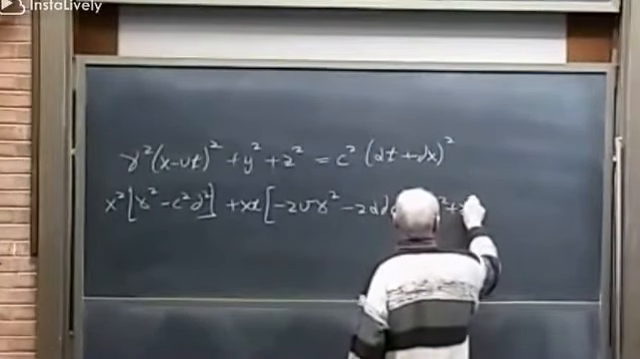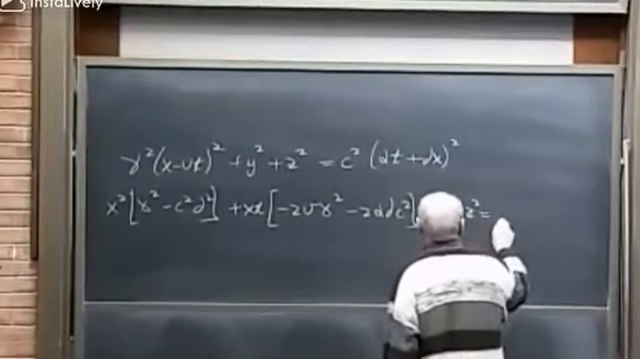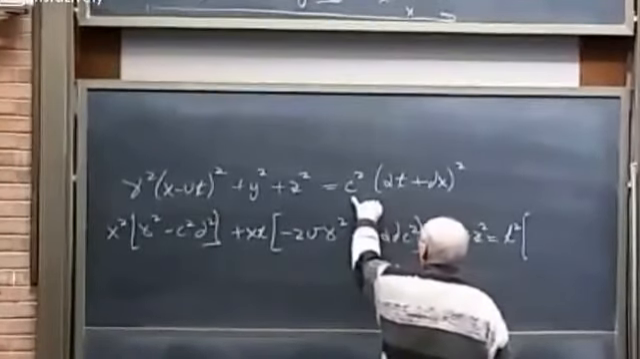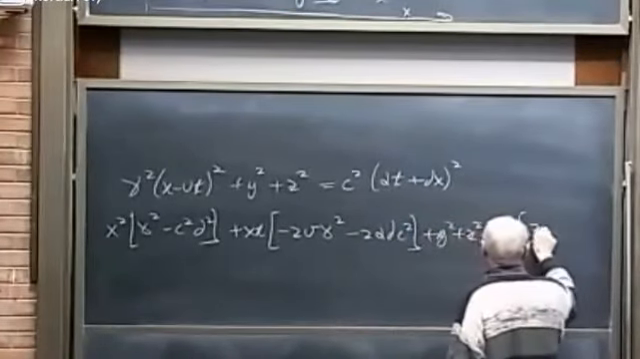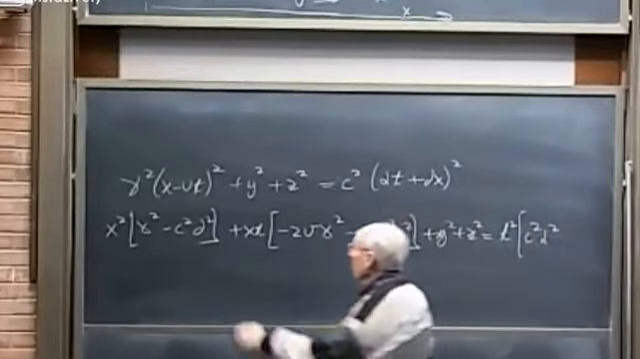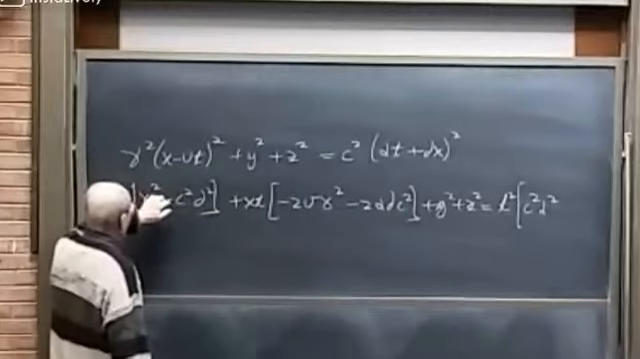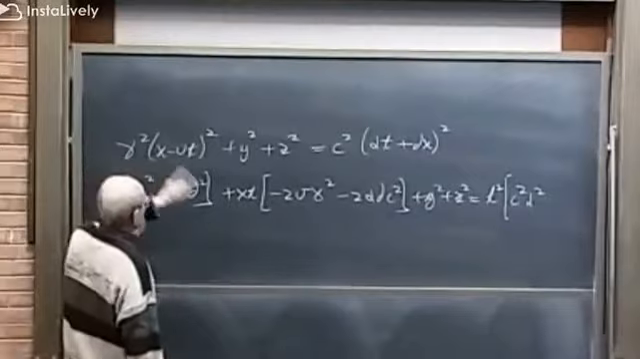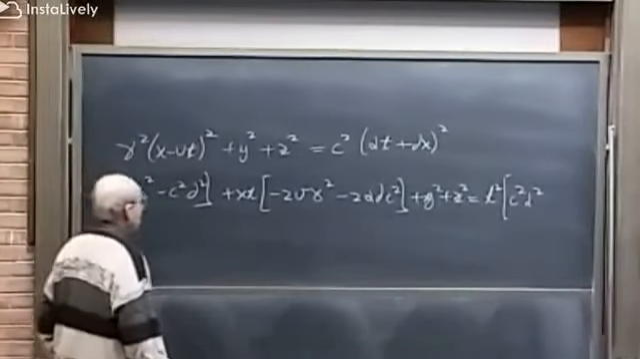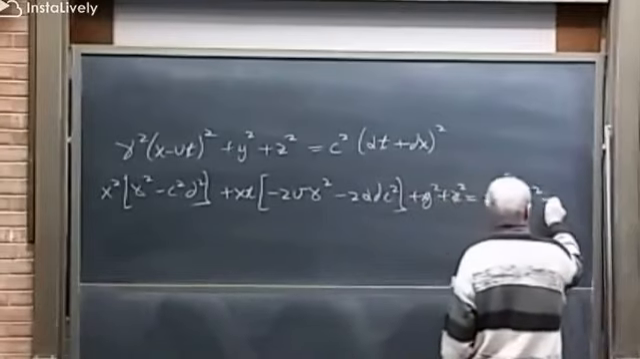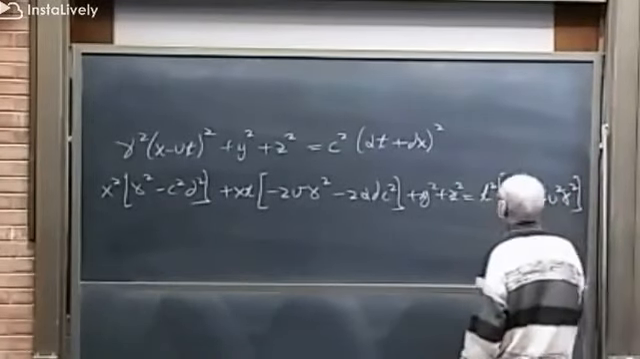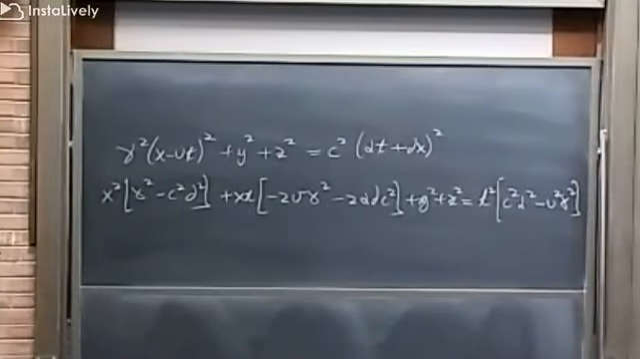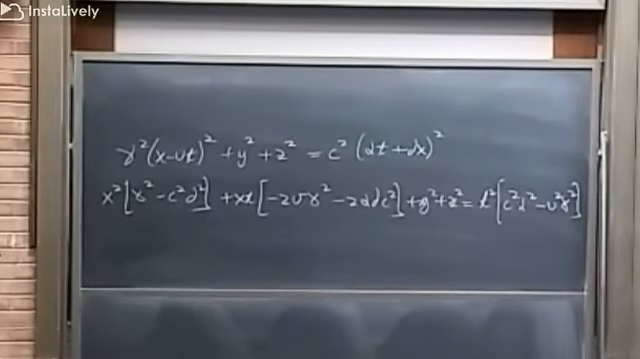Plus y squared plus z squared equals c squared. Now we do the t squared terms. Here you will have c squared alpha squared, and here you will have b squared gamma squared. Bring it to that side, and it will be minus b squared gamma squared. So that's the equation written out in terms of the unprimed coordinates.